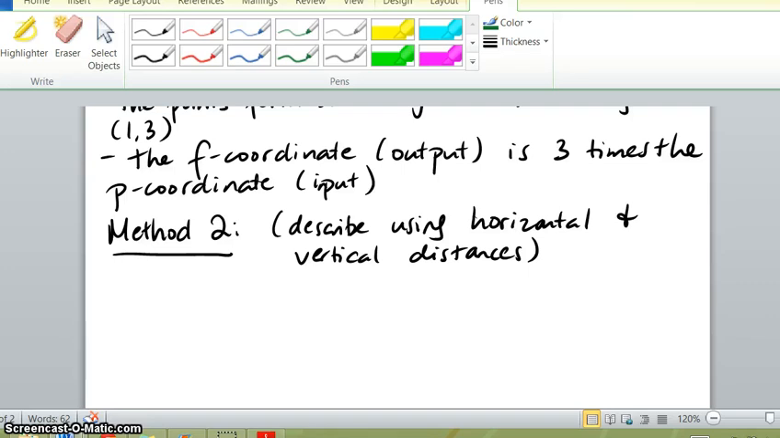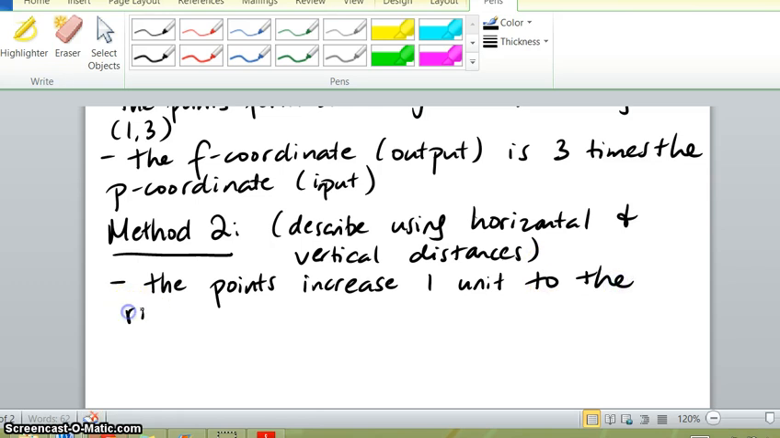It's like we're doing a translation. So the points increase 1 unit to the right and 3 units up, starting at (1, 3).